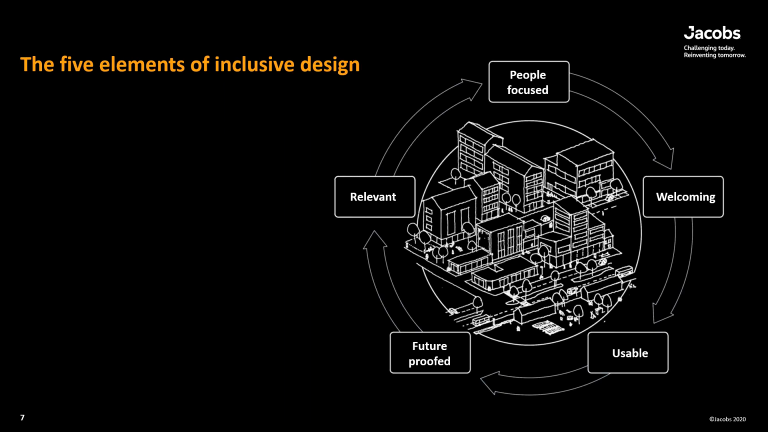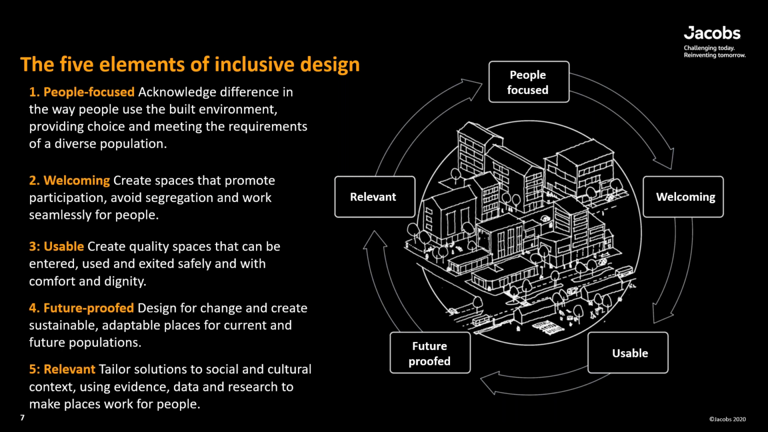We kind of boil this down and approach inclusive design in terms of 5 elements. So on the screen at the moment, you can see what we describe as 5 elements of inclusive design. Firstly, we take a people-focused approach. That people-focused approach acknowledges difference in the way different people use the built environment, making sure we provide choice and meet the requirements of a diverse population. And I'll go into that in more detail on the next slide.